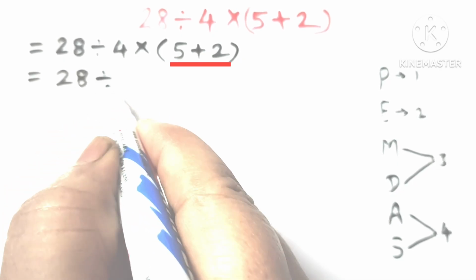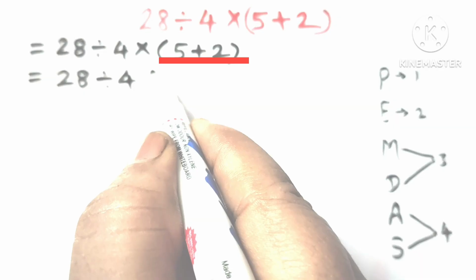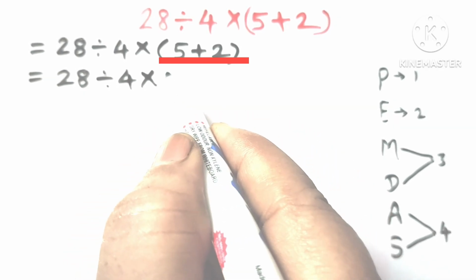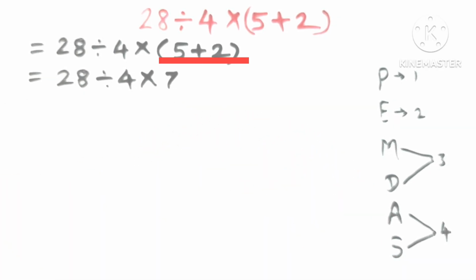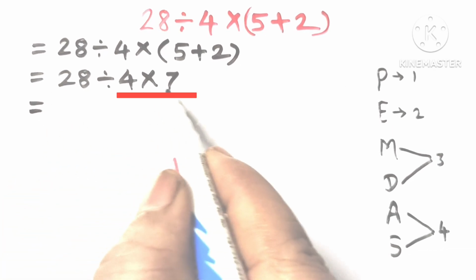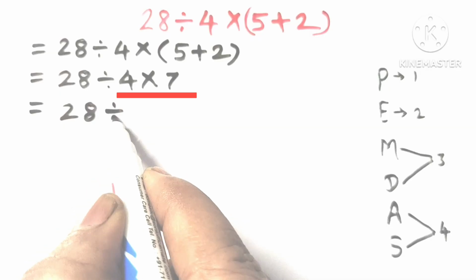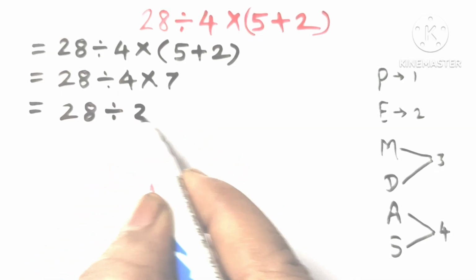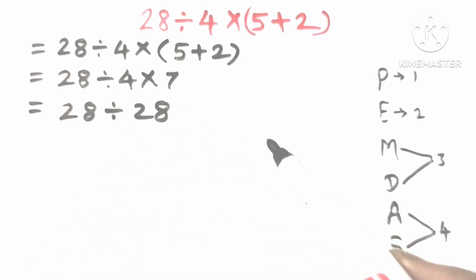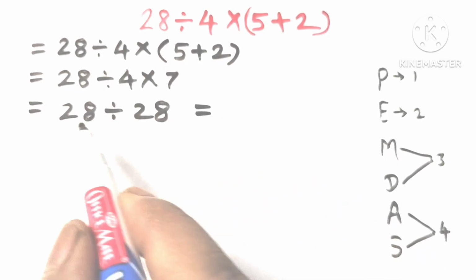28 divided by 4 times 7 is equal to 28 divided by 28 is equal to 1.